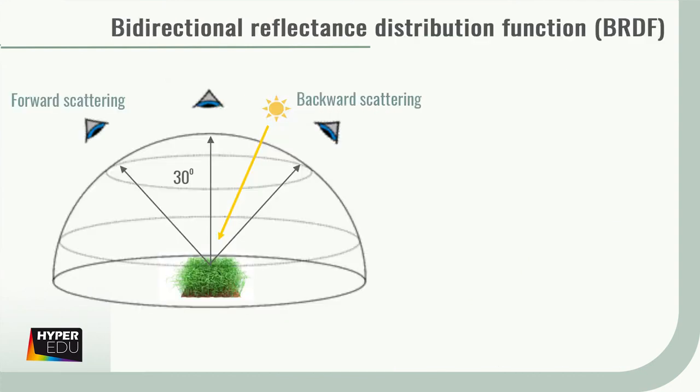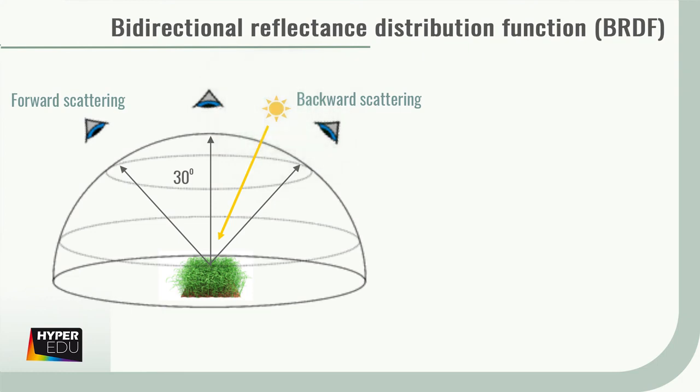As Lillesand and colleagues wrote in 2008, the most complete representation of an object's geometric reflectance properties is the bidirectional reflectance distribution function, short BRDF. For example, the reflectance of grain fields differs depending on which direction the sensor is looking from or where the source of radiation is located.